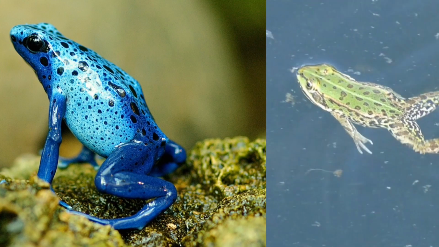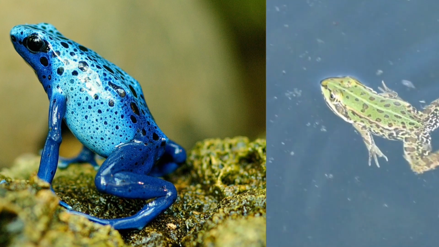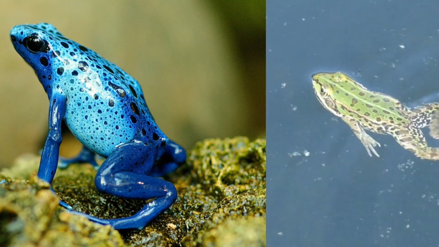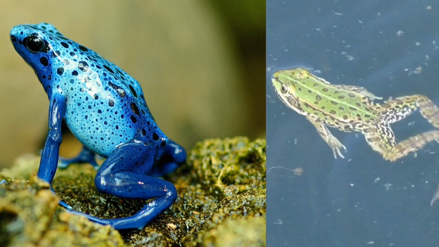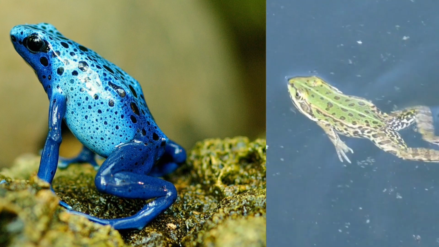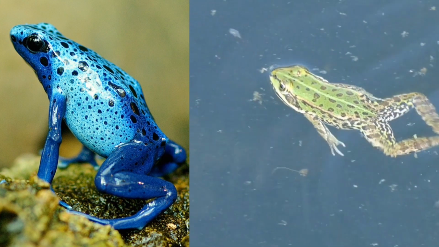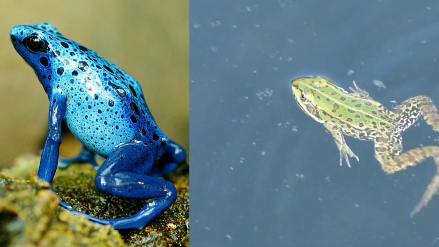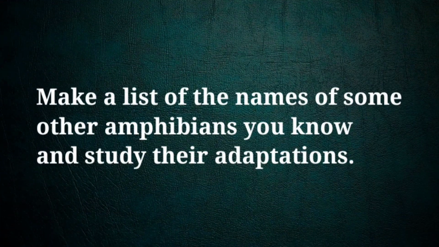They can live on land as well as in water due to their ability to breathe through the skin in water and using the nose and lungs on land. The typical color of a frog's back helps it to hide among grasses. Make a list of the names of some other amphibians you know and study their adaptations.